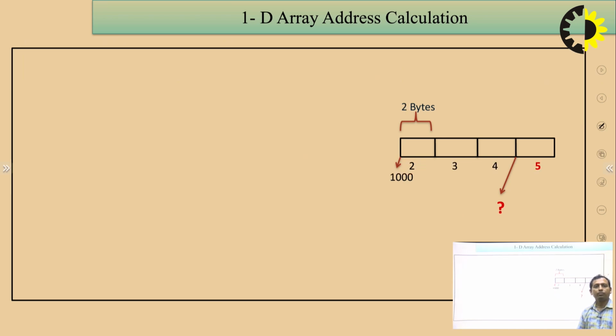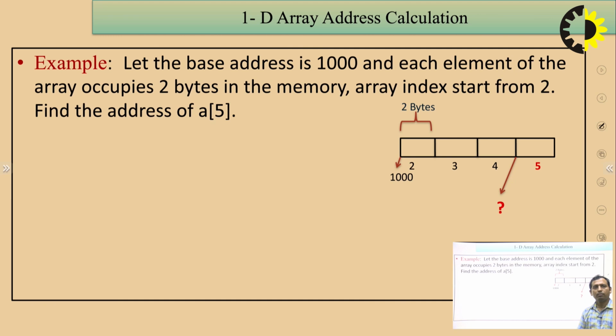Now let us consider another example. Let the base address be 1000 and each element of the array occupies, let us consider, 2 bytes, no problem, and the array index starts from 2, not from 0 here. So now L becomes 2. Then find the address of A5.